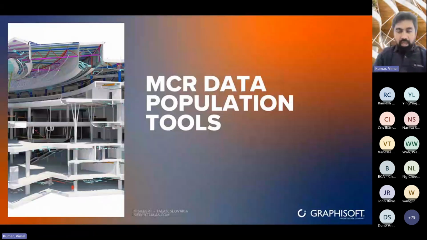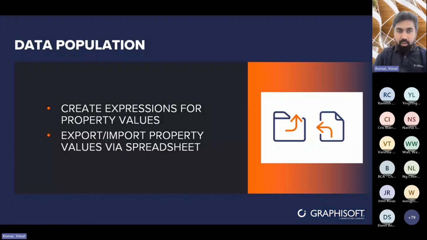Okay, so the next workflow is to populate the values into these MCR requirements. So you can create expressions for the property values that you can define inside the property manager. And then the next step, the population method, is via spreadsheets or the Excel file format. Okay, let's see how to do it.